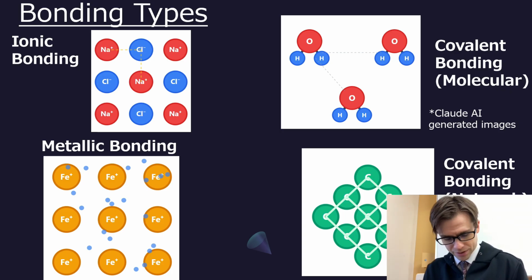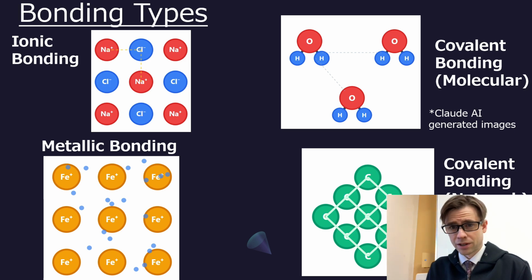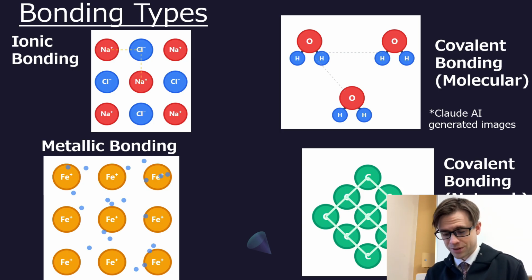It also has a lattice. It has cations, and it has electrons, but they are not locked in place in specific bonds, such as in a covalent network. But we will get into that today.